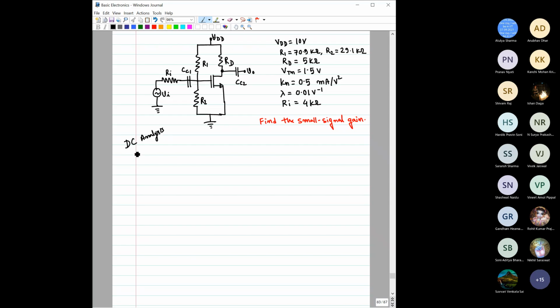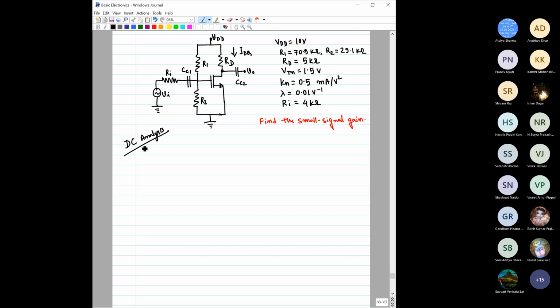You have to do the DC analysis and find the Q point, because until we know the Q point, we cannot find the values of the small signal equivalent parameters. For example, gm, or the value of r_o, we cannot find until we know the DC parameters. For example, we need IDQ to find the value of both gm as well as r_o.